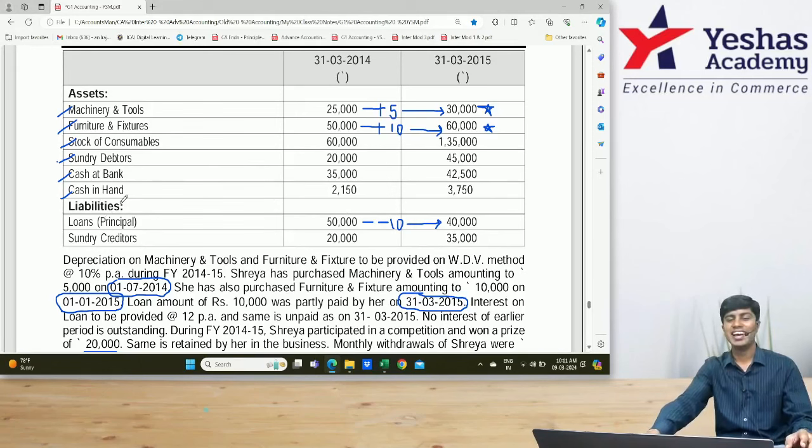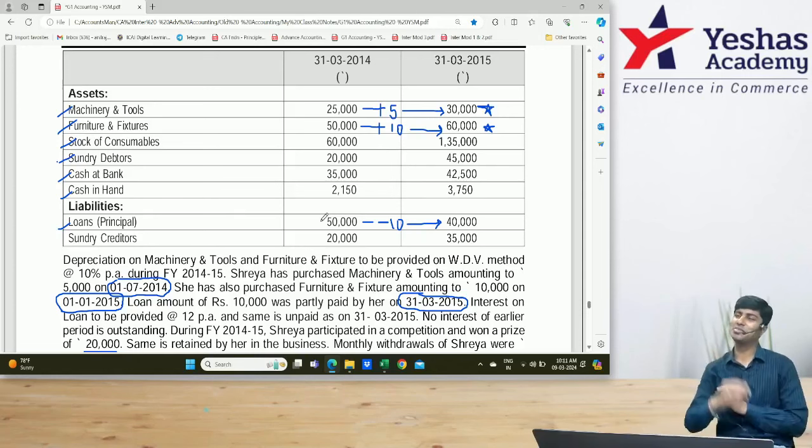Okay, then liabilities. What is the first item in liabilities? Loan. How much is it? 50 opening, closing 40. Shall I write 40? Why did we not write 30 and 60? Because there is depreciation. Now you tell me, on the loan, what sort of depreciation will you compute? Will you do depreciation on loan? I will write 40 in the statement of affairs.